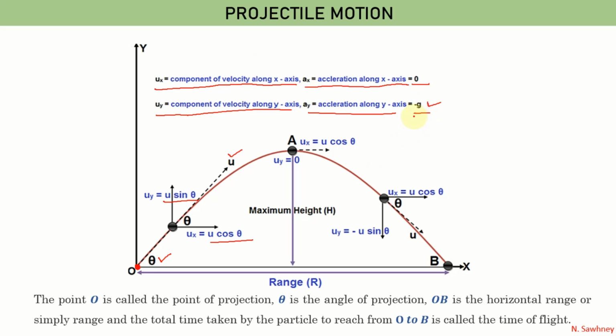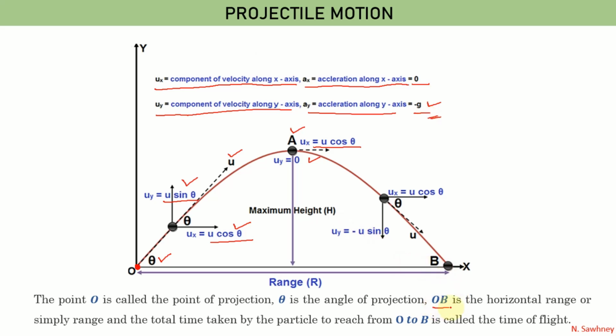The horizontal component of velocity remains the same throughout, and the vertical component of velocity decreases gradually, and at the highest point, that is at point A, it becomes 0. Therefore, velocity at the highest point is only due to the horizontal component, that is u cos theta, in horizontal direction only. However, the angle between the velocity and the acceleration is 90 degrees. Throughout the motion of the particle, acceleration is constant, that is minus g.